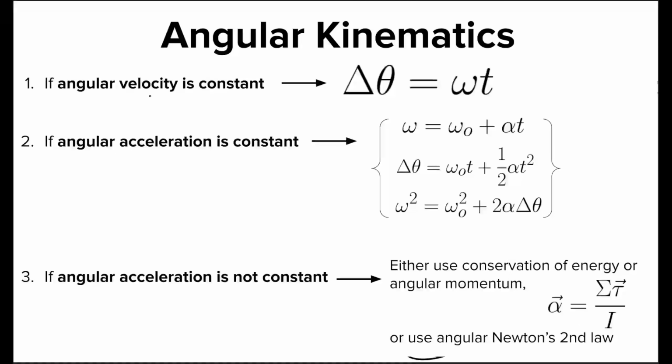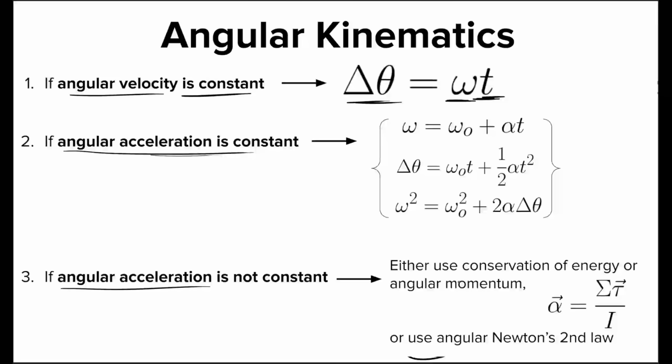And again, if the angular velocity is constant, it's easy. The angle you go through is omega times time, just like distance equals rate times time. Angular distance equals angular rate times time. If your angular acceleration is constant, you get angular kinematic formulas. They look like these, just like the other ones. They're only true if angular acceleration is constant.